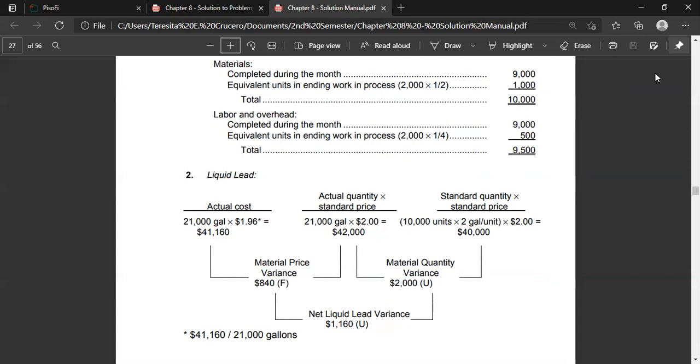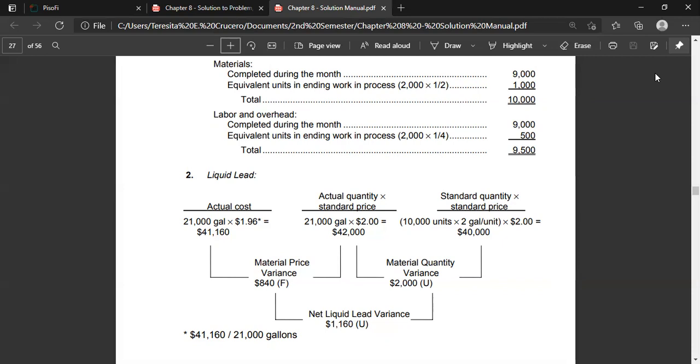So the material price variance is the difference between 42,000 and 41,160. It's due to the unit price factor, the difference between $2 and 1.96 is $.04 multiplied by 21,000. So that's 840. For the material quantity variance, we have the difference between the actual quantity times standard price and the standard quantity times standard price.